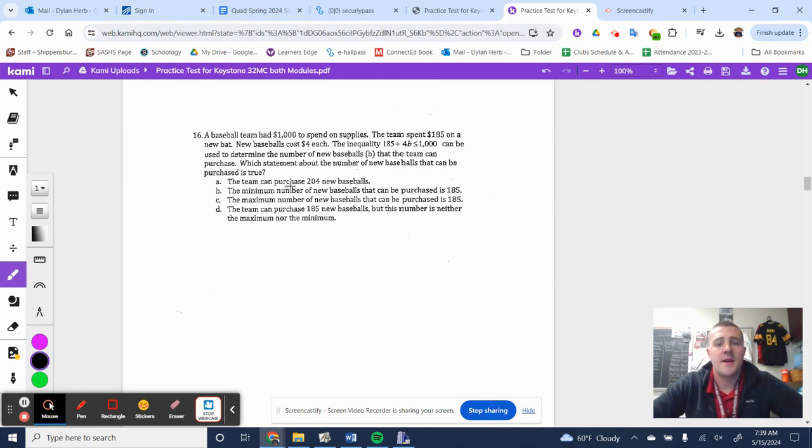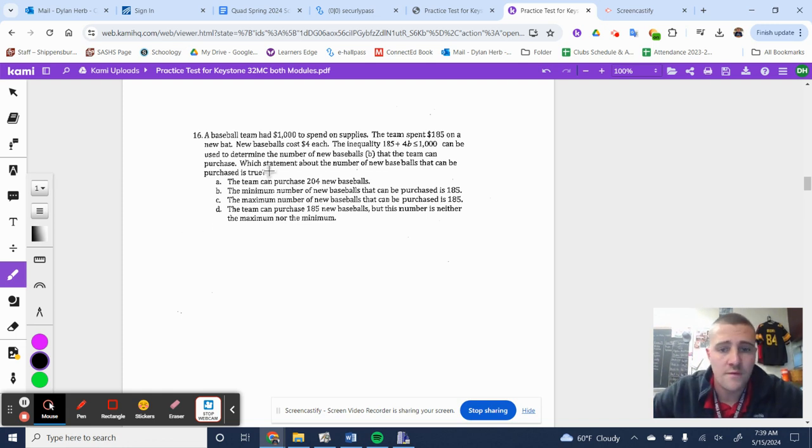A baseball team had $1,000 to spend on supplies. They spent $185 on a new bat. New baseballs cost $4 each. This is the inequality that can be used to determine the number of baseballs that the team can purchase. Which statement about the number of baseballs that can be purchased is true?